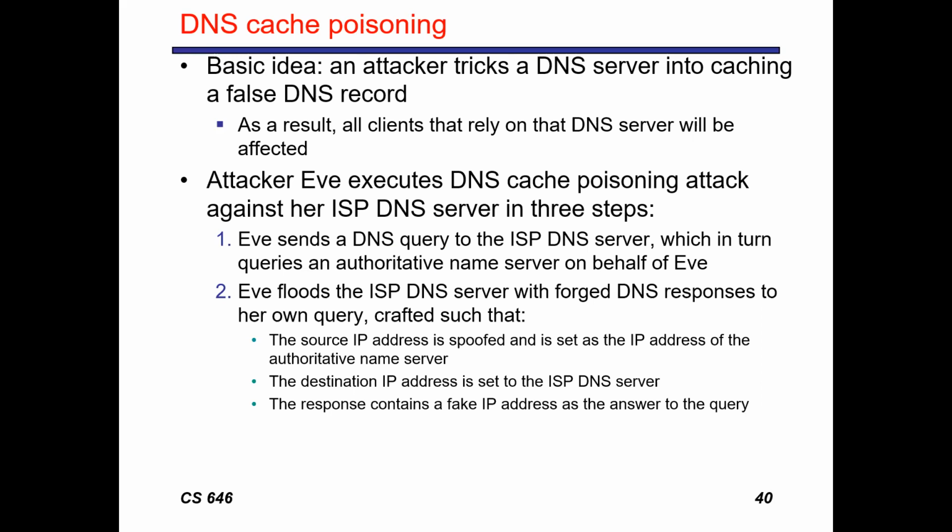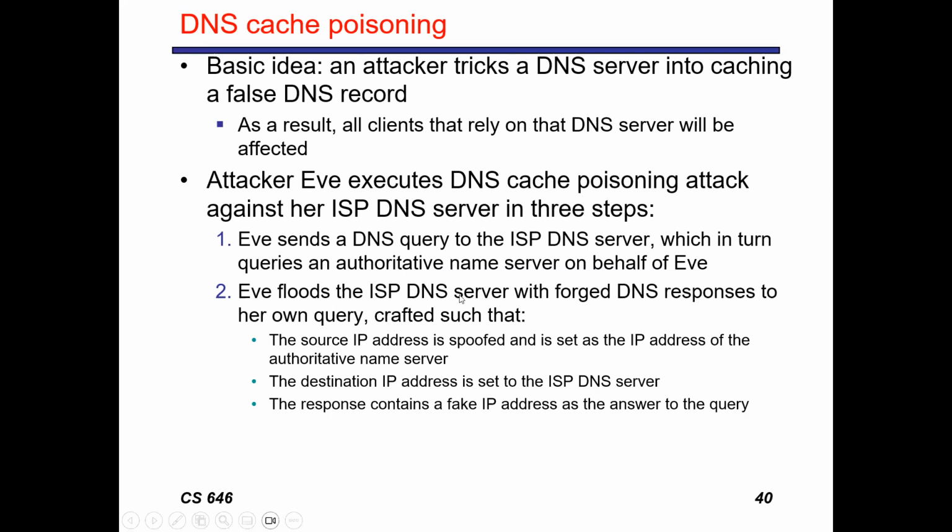So let's just assume that Eve is trying to compromise Google.com, for instance. So what is she going to do? She's going to send a request: I want to access www.google.com, I want the IP address, and this request is forwarded to her ISP DNS server. Now, let's assume that the ISP DNS server does not have the IP address. So what is it going to do? According to the DNS protocol that we learned, it is going to forward this query to the authoritative name server of google.com.